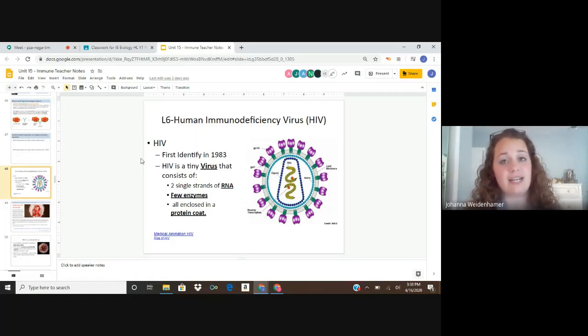HIV was first identified in 1983, and HIV is a virus, the human immunodeficiency virus. And it is a tiny virus that consists of a couple of things. The first thing is that it's 2 single strands of RNA. That's what this virus consists of. There's a few enzymes within the virus, and it is all enclosed in a protein coat. So that's kind of the general overview of what exactly this virus is, what it looks like, and what's held inside. And you can see it here. We have the RNA strands. We also have the protein coat around it.